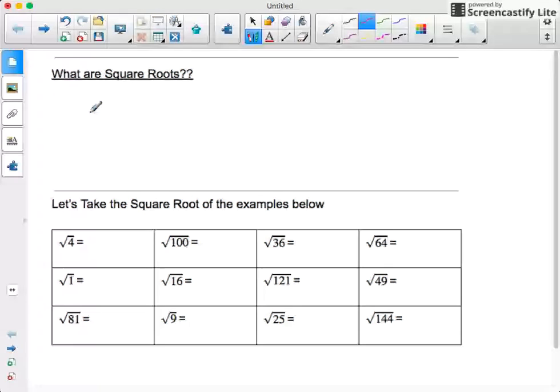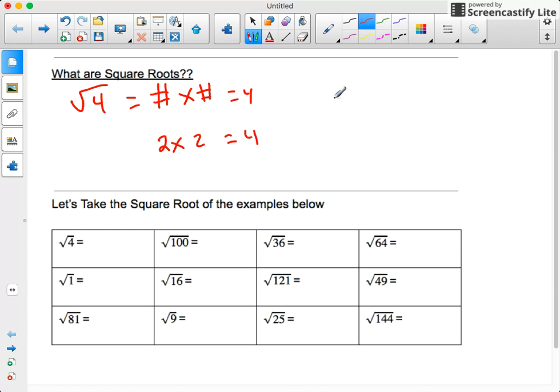I'm going to start with an example. If we said, what's the square root of 4? We're asking what number times itself, that same number, is equal to 4. Now, I think off the top of our heads, we all probably are saying 2. And it's absolutely right. That's because 2 times 2 does get me to 4. So we would write it like this. The square root of 4 is 2. It's saying what number times itself gets me to 4.